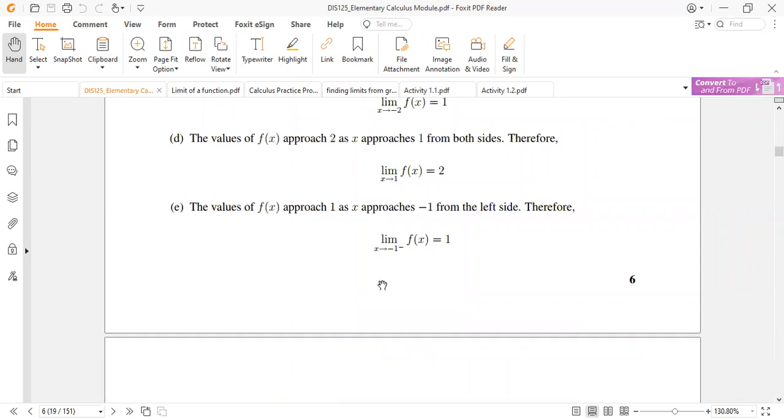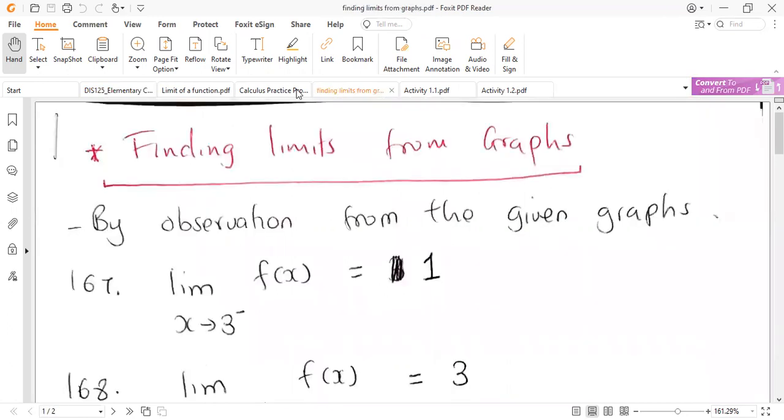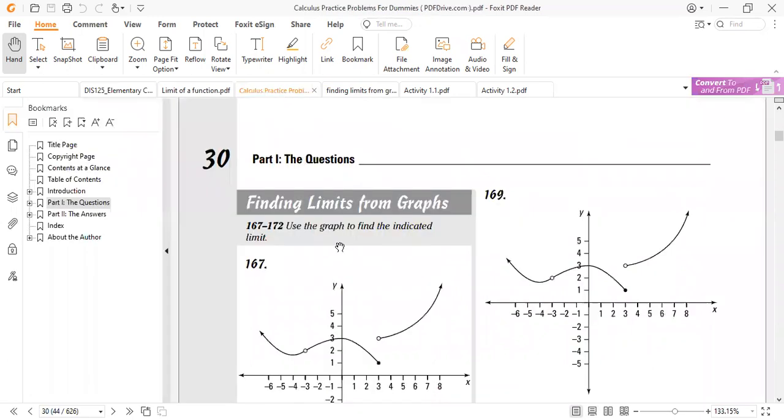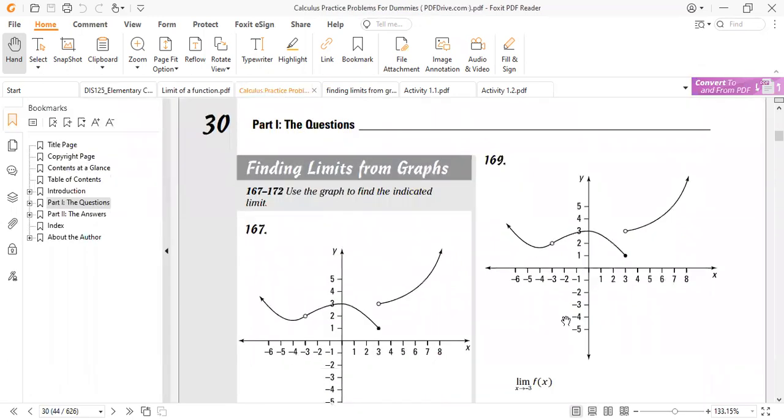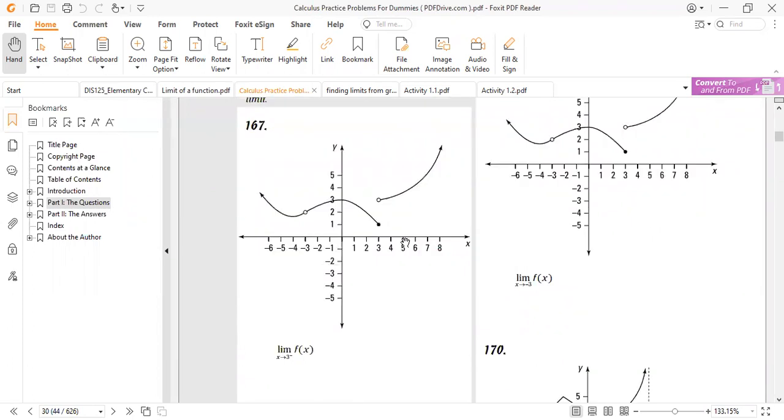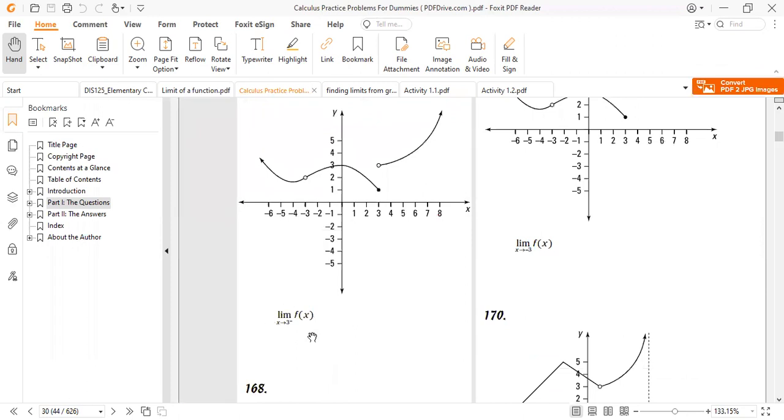Okay, we can go a step further to look at some interesting examples from this other book that I have here. We've been given different graphs and we want to find the limit at the indicated points. For instance, in this case, they're looking for the left-hand limit as x approaches 3. Since it's the left-hand limit, you're looking from this direction, and we can observe that the function is heading towards 1. So our limit is 1.